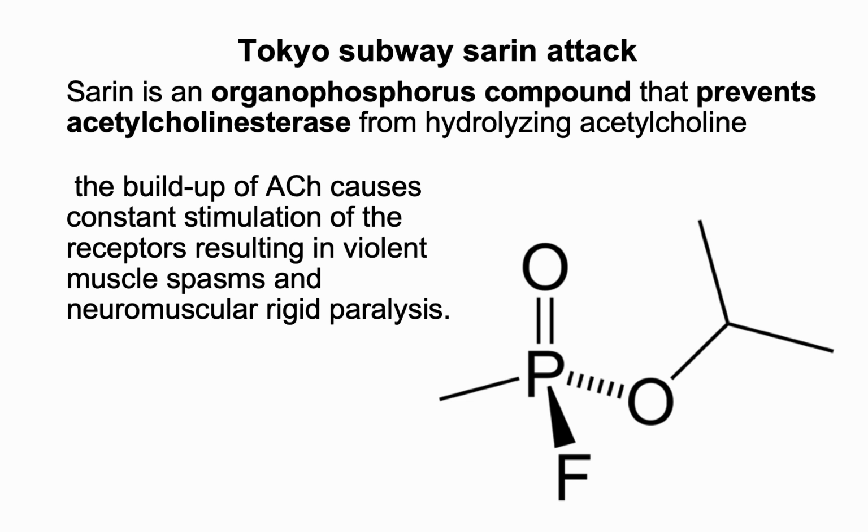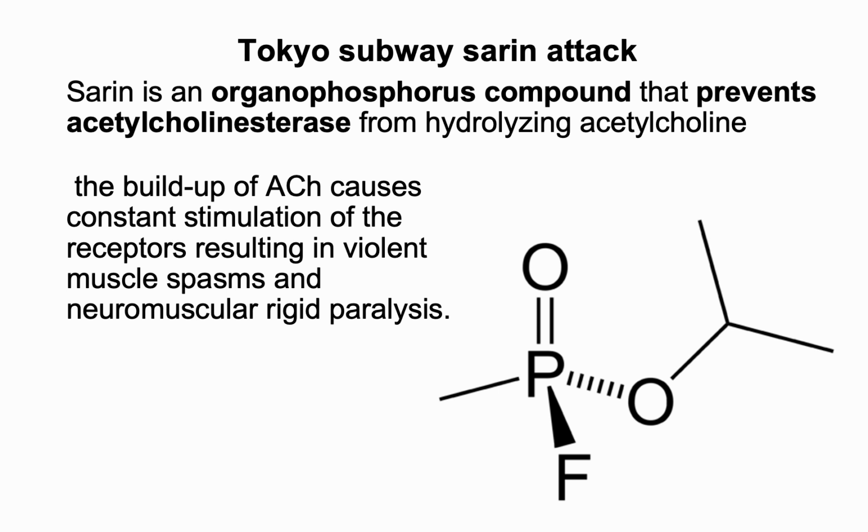renders acetylcholinesterase ineffective, and we have a buildup of acetylcholine in the synaptic cleft, and this causes a constant stimulation of those muscle fibers in the postsynaptic cell, and these can cause very violent muscle spasms and neuromuscular rigid paralysis. And like our other toxins, neurotoxins that affect the periphery and affect the neuromuscular junction, these are always things that cause paralysis, either through rigid paralysis or flaccid paralysis.